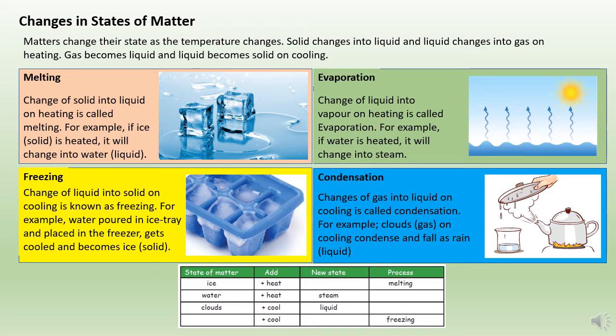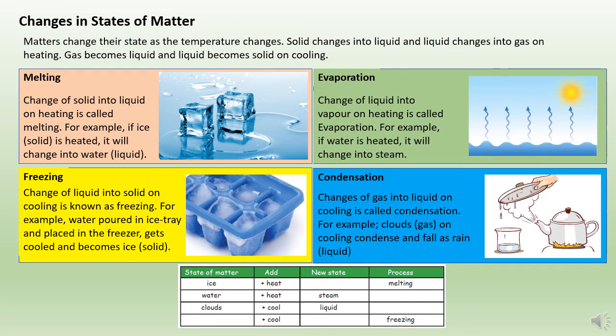The next one is freezing. Change of liquid into solid on cooling is known as freezing. So when we take water and pour it into the ice tray and place it in the freezer for some time, the water gets cooled and it becomes ice, which is in a solid state.